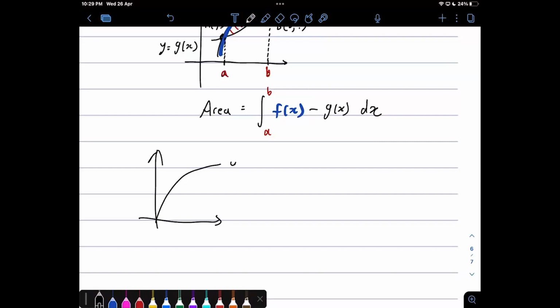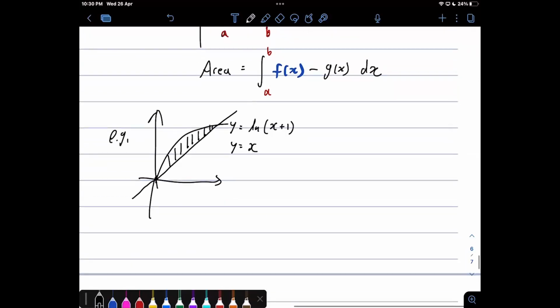Let's say y equals ln x plus 1 like this, it goes down, then let's say you have y equals x. It will look something like this, they intersect, then there's a region here. Find the area. The answer is very simple. Find the point of intersection first, so you need x equals ln x plus 1. Solving, you get e to the power x equals x plus 1, and this is a bit difficult to solve. You cannot solve this, not a good question.